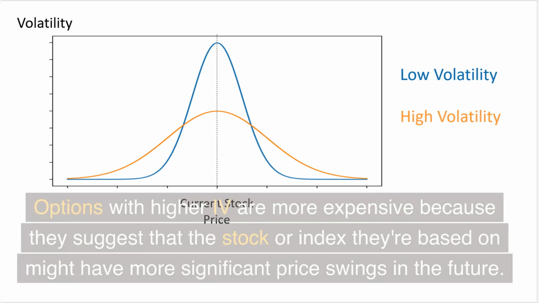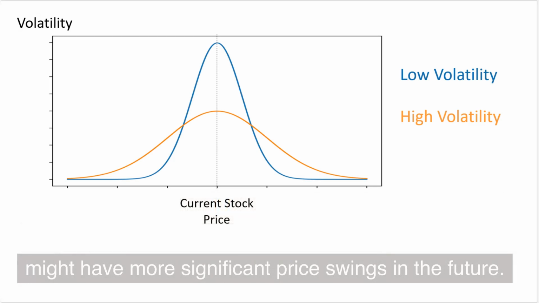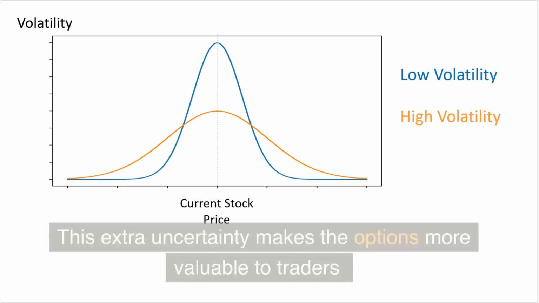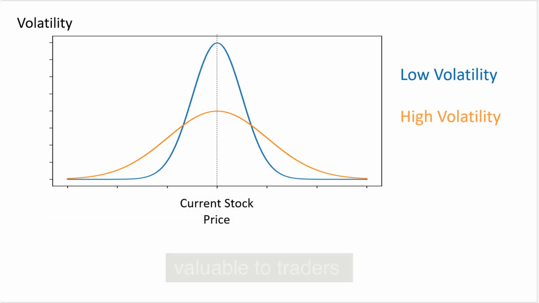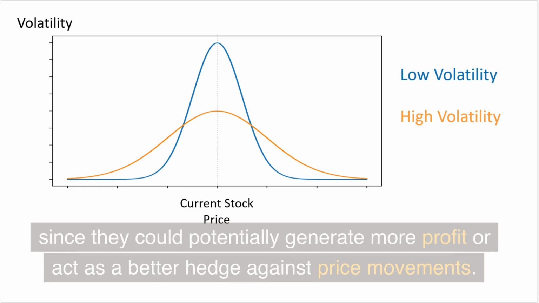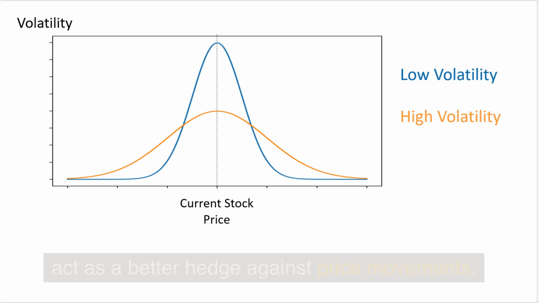In options trading, IV is crucial for figuring out the price of an option. Options with higher IV are more expensive because they suggest that the stock or index they're based on might have more significant price swings in the future. This extra uncertainty makes the options more valuable to traders since they could potentially generate more profit or act as a better hedge against price movements.